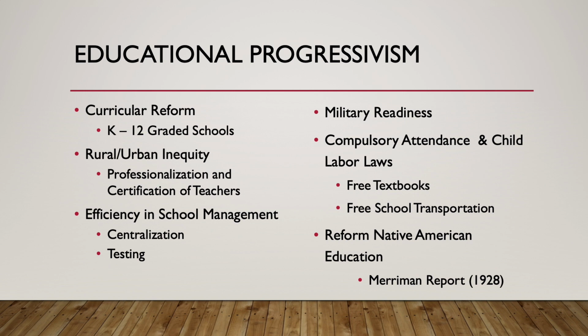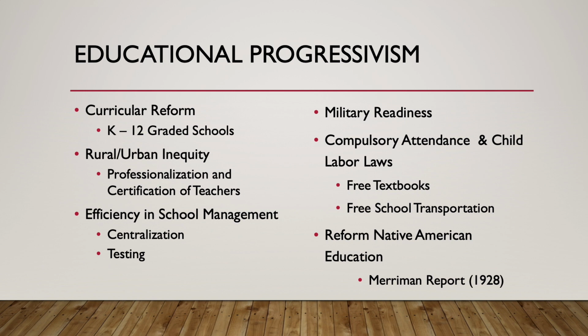There were compulsory attendance laws. A lot of children, especially from immigrant families, were working in factories, or you had a lot of poor orphans who were working in factories. Well, that couldn't stand, and so you needed to pull the children outside of the factories and into the schools.